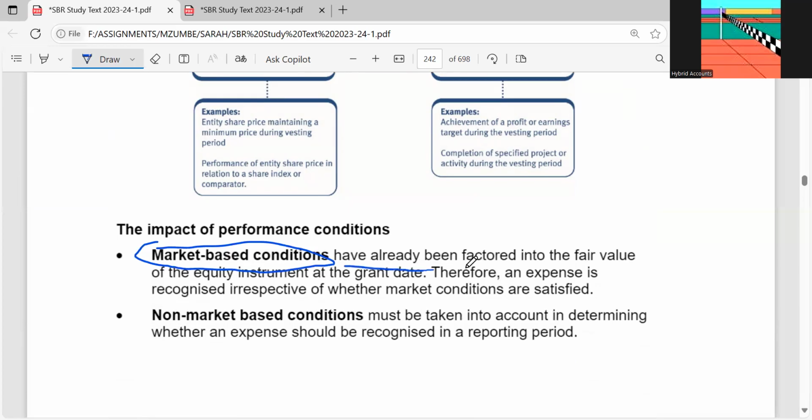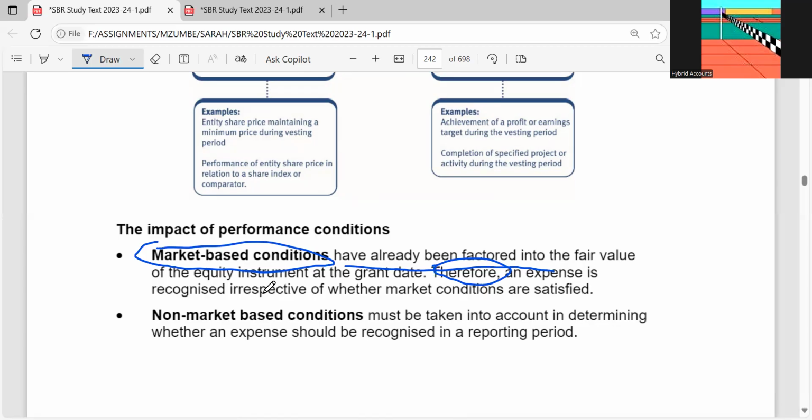These ones have already been factored in the fair value of the instruments, as I told you. And therefore, I'm repeating again, an expense is recognized irrespective of whether market conditions are satisfied. So do not say, oh, market conditions have not been satisfied, so do not recognize an expense. No, just recognize it. The impact will be seen at the end, at the vesting date, when you actually need to settle that equity, which has been recorded in the financial statements. But for the sake of recording the expenses, don't worry about that.